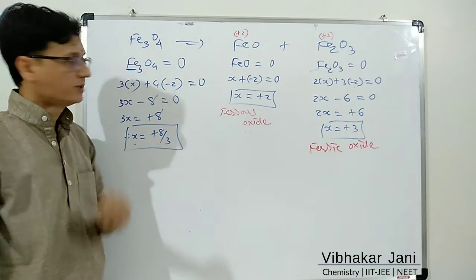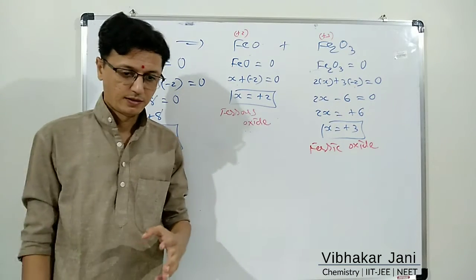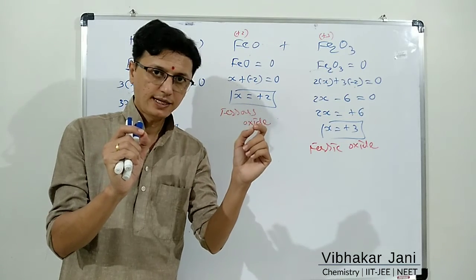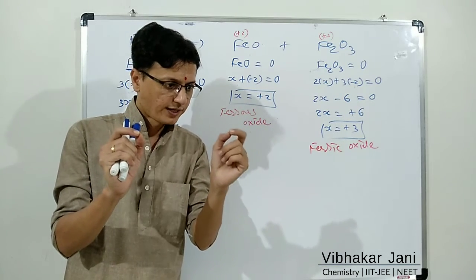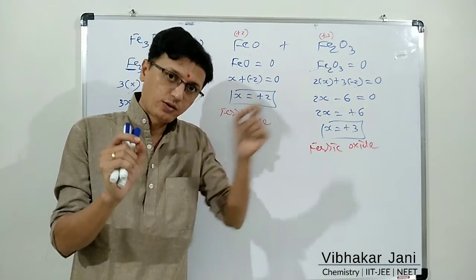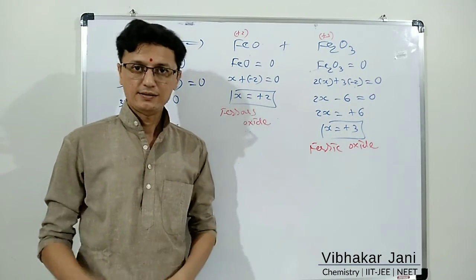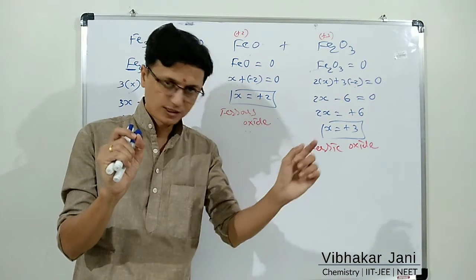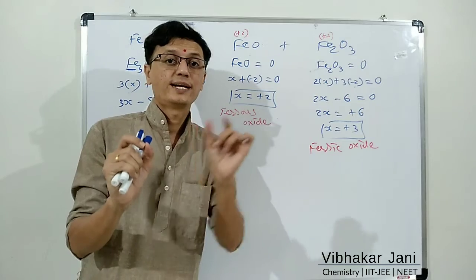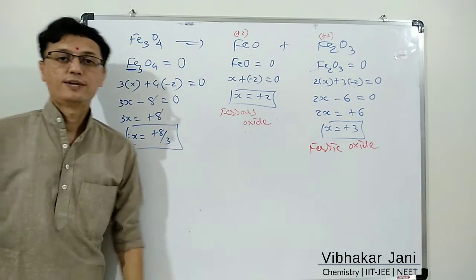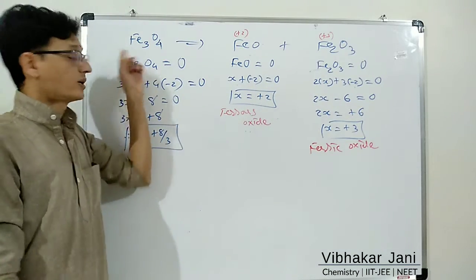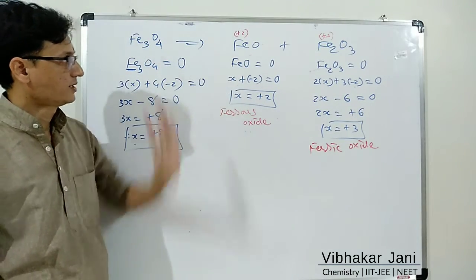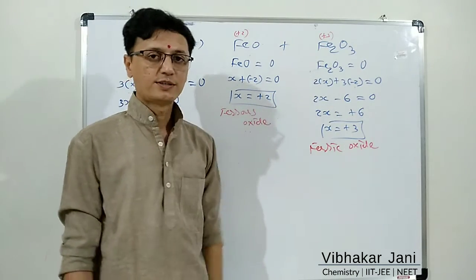And what will be the name of this mixture? Just listen carefully: ferrous oxide plus ferric oxide, that means ferroso-ferric oxide. So the name of the compound is ferroso-ferric oxide, which contains a total of 3 Fe, and they are of two kinds. One is in +2 and two are in +3.